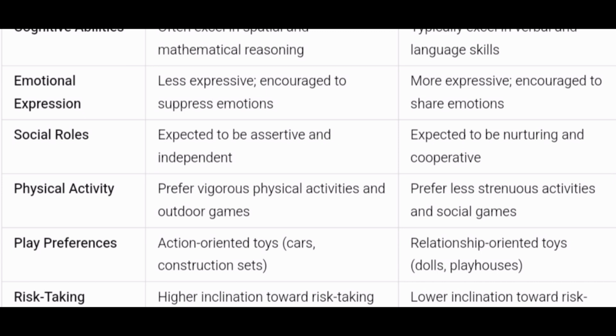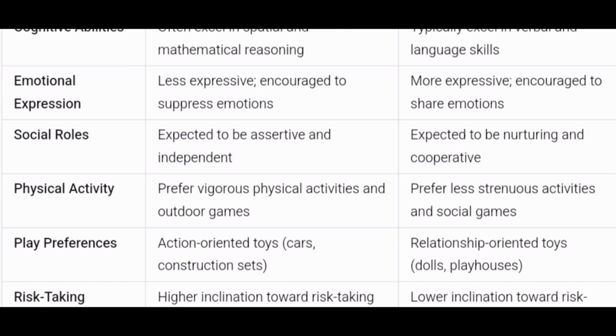The social roles: expected to be assertive and independent. Males are expected to be independent. They are expected to have a good job, a good bank balance, a good plot of land, a good house, right? However, a female is expected to be nurturing, caring, and cooperative.